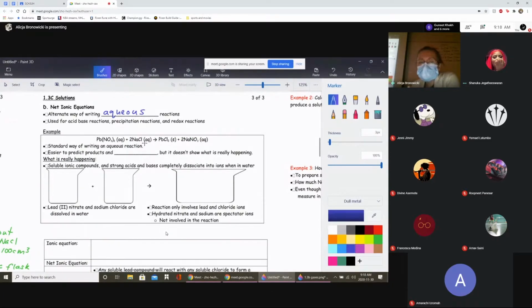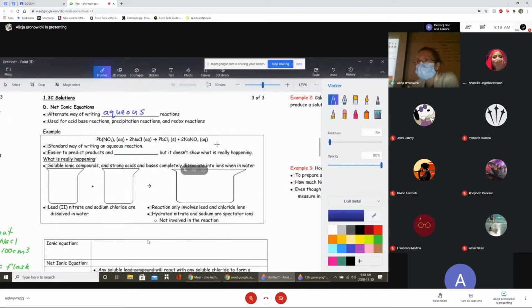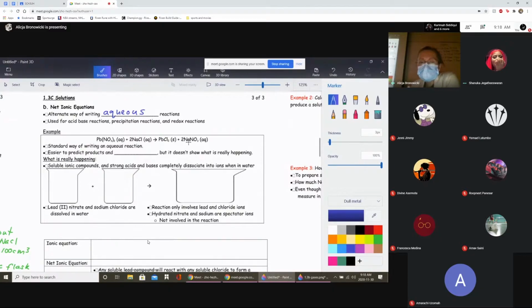The equation is nice because with the equation, you can predict what you're going to get. That's kind of the point of your standard chemical equation. However, it doesn't show you what's really going on here. These equations have a place. They make it easier to predict products and balance, but they don't show what's really happening. So let's take a look and see what's really happening here.